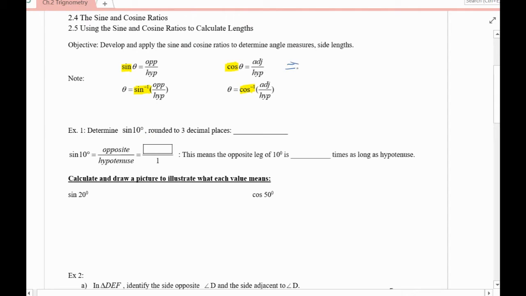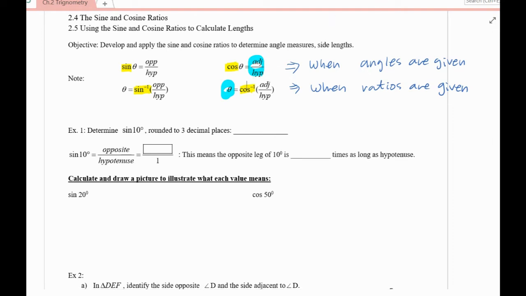I want you to write it down. When angles are given and when the ratios are given. So to find out angle, you need to use a ratio. So when ratios are given, you need inverse cosine and sine. And when angle is given, you need to use regular sine and cosine.